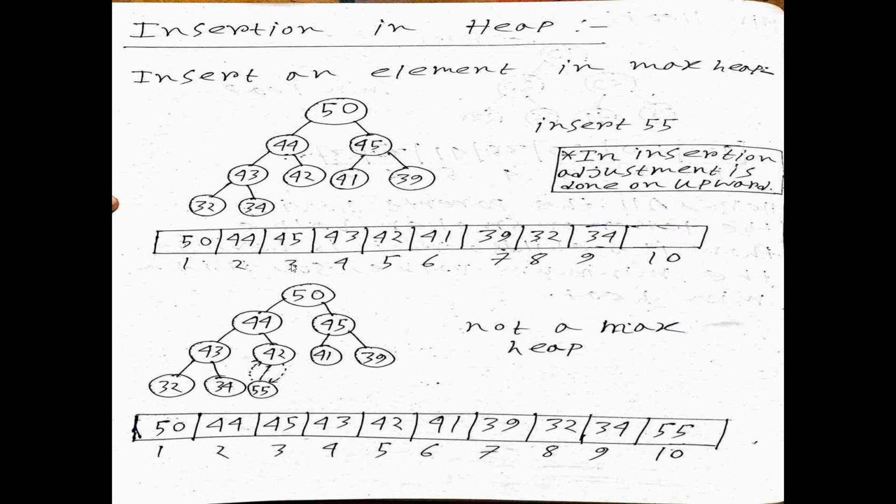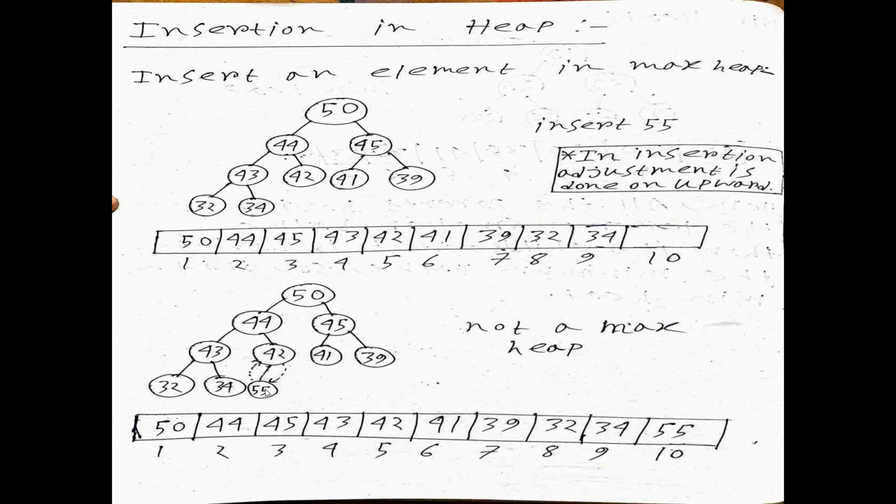No, it is not a max heap. Why? Up to here, it is a max heap. But when we insert this 55 on the left child of 42, it is not a max heap. If you compare the root and the child, that means 42 and 55, 42 is less than 55. That means root is smaller than the child. But the condition of the max heap says that root must be greater than the child. So it is not a max heap.